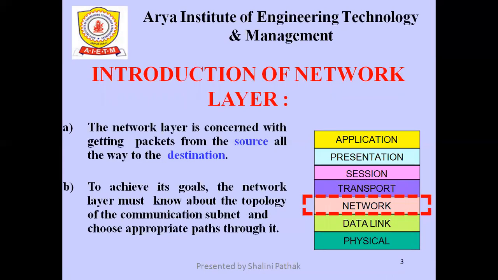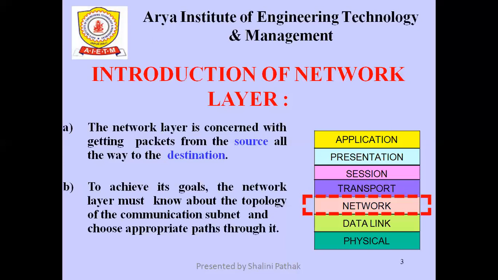As you all know, it is a part of the OSI layers and it comes in between the transport layer and the data link layer. Here's a diagram also given. The first line is: the network layer is concerned with getting packets from the source all the way to the destination. Means if the packet arrives from the source and reaches the destination, the procedure is done through the network layer.